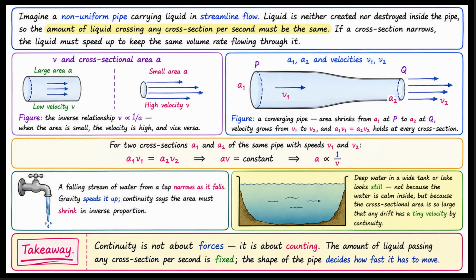Deep water in a wide tank or lake looks still, not because it is calm inside, but because the cross-section is so large that any drift has only a tiny velocity by continuity. Continuity is not about forces, it is about counting. The shape of the pipe decides how fast the liquid has to move.